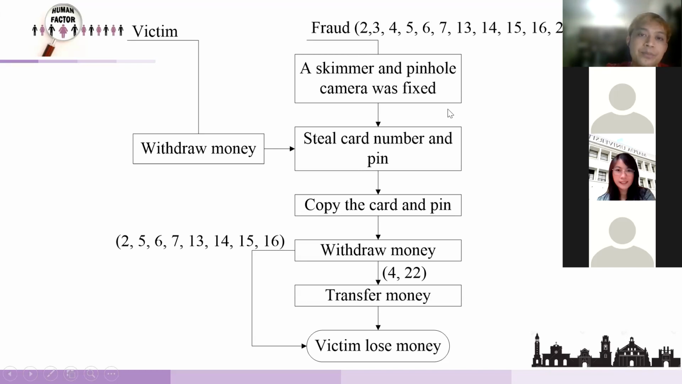But if they have both, you go to the ATM, right? You withdraw money, or you transfer money, or you do a certain thing. Since they have the skimmer and the pinhole camera, what can they do? They still have the card, and they have the PIN number, and they copy the card and copy the PIN number. So what will happen? They copy your card.